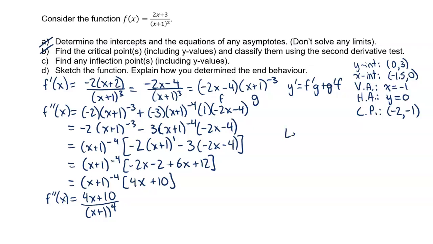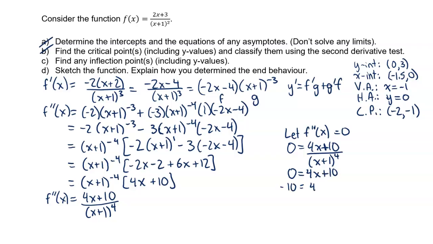So now I'm going to let the second derivative be equal to 0. When that second derivative is equal to 0, I get 0 equals 4x plus 10 all over x plus 1 to the 4th. Multiply both sides by x plus 1 to the 4th. X plus 1 to the 4th times 0 is still 0. So 0 equals 4x plus 10. What I arrive at is that 4x is negative 10. Divide by 4, and I get a value of negative 2.5.